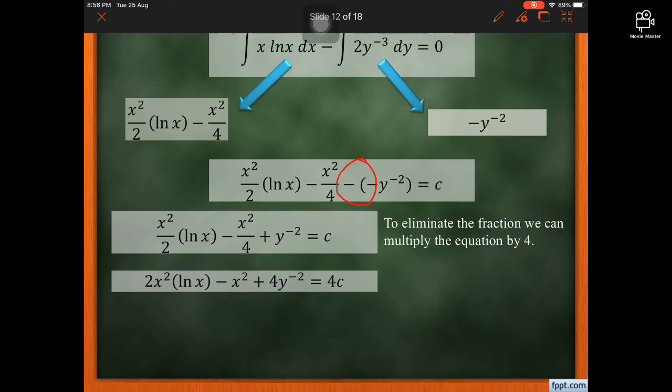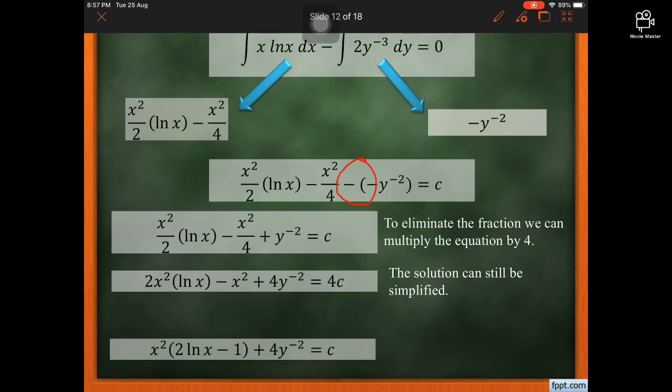But remember that any constant multiplied by the arbitrary constant can still be c. So even if you multiply 4 by c, that will still give you an answer of an arbitrary constant, still c. So the final answer will be x raised to 2 times 2 ln x minus 1 plus 4y raised to negative 2 is equal to c.